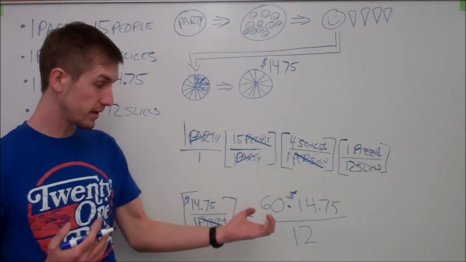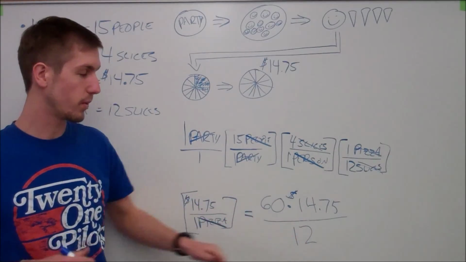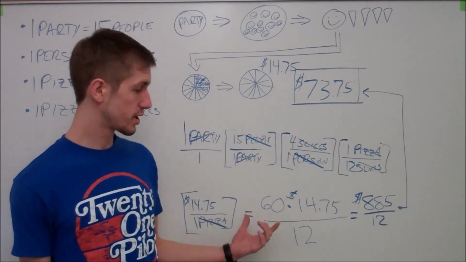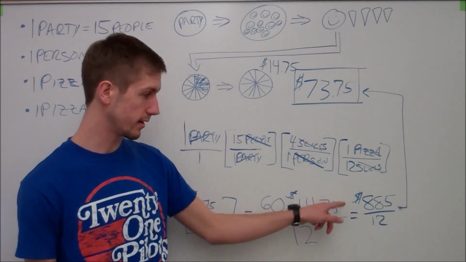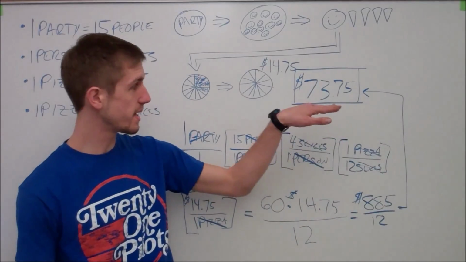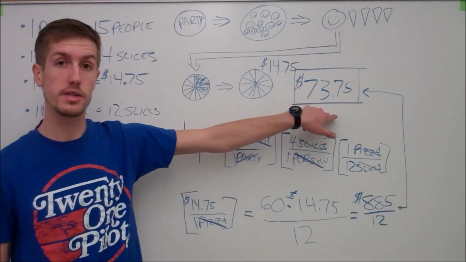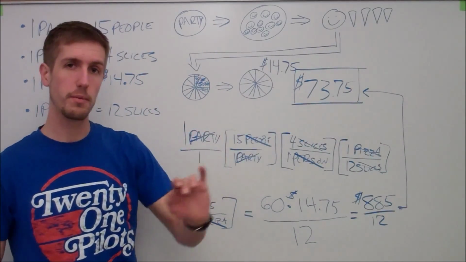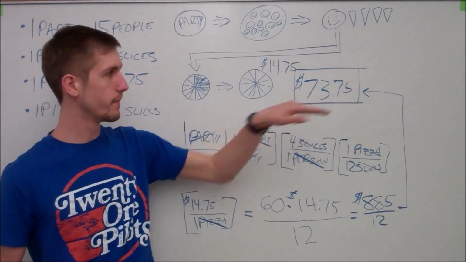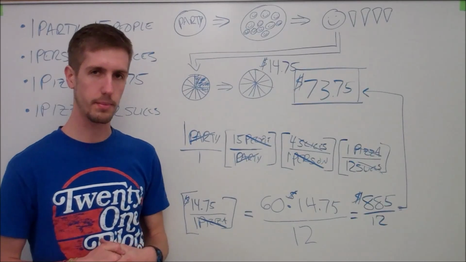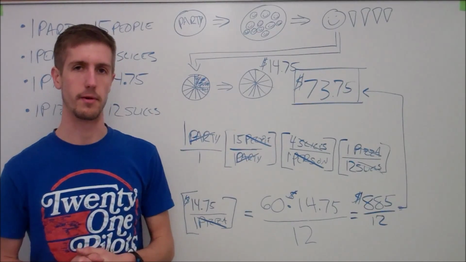Now if I multiply everything together again, and then divide it by 12, this is what I should get. So then I ended up multiplying on the top, I get $885 divided by 12, which ends up giving me a final number of $73.75. So in order for me to host my party, and I have $75 in my pocket, I will be able to buy all the pizza that I need to satisfy my friends.